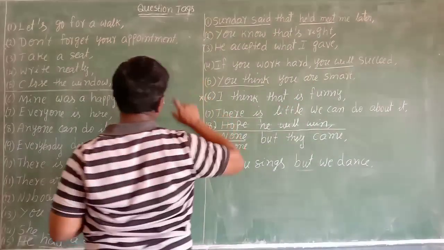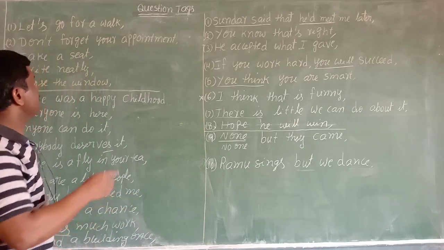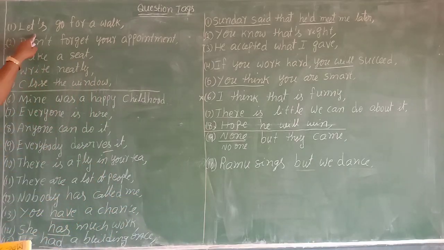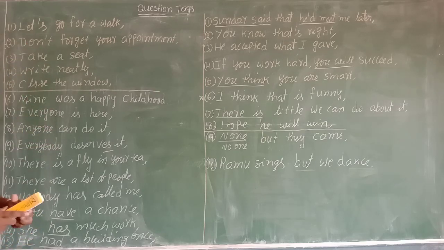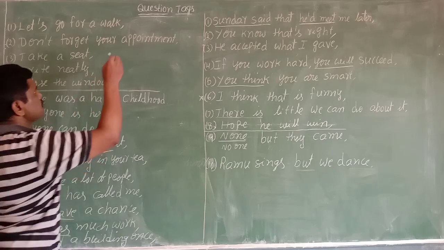These are very important. Friends, now say, when the sentence begins with let us or let's, the question tag is always one, that is shall we.